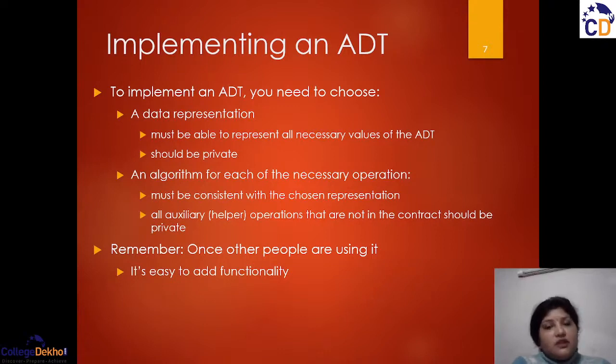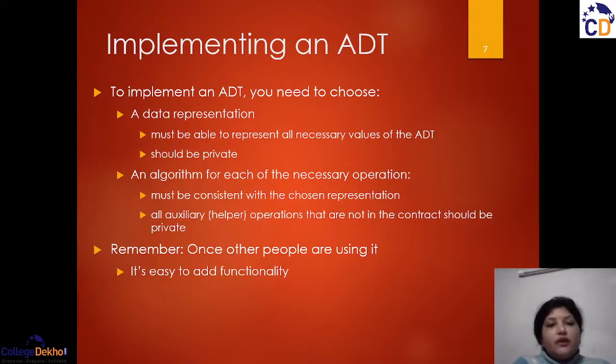We need to have a pseudocode, and after that we can implement that pseudocode in some programming language so that we can get the output. An algorithm for each of the following necessary operations must be consistent with the chosen representation. All auxiliary, all helper operations that are not in the contract should be private.